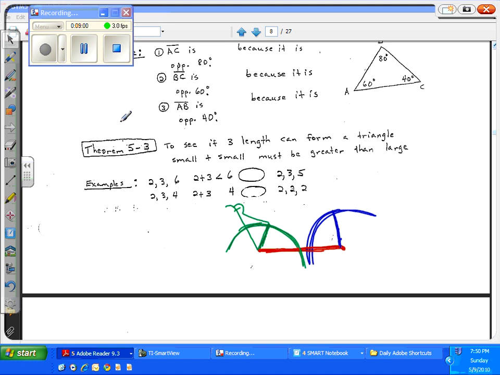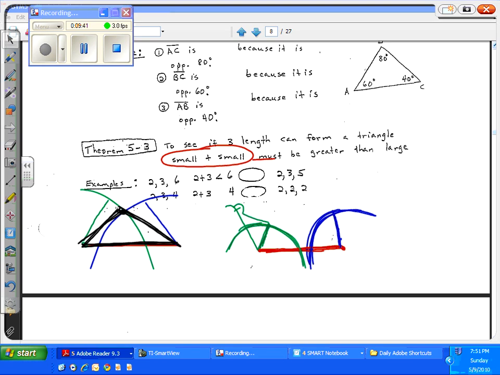This is just going to spin around, and this is going to spin around. If we wanted to get a triangle, we would have to take something so that this side arced and this side arced would hit at a point above the red, and then we could connect and get a triangle. For that to happen, the blue and the green have to add up to more than the red.